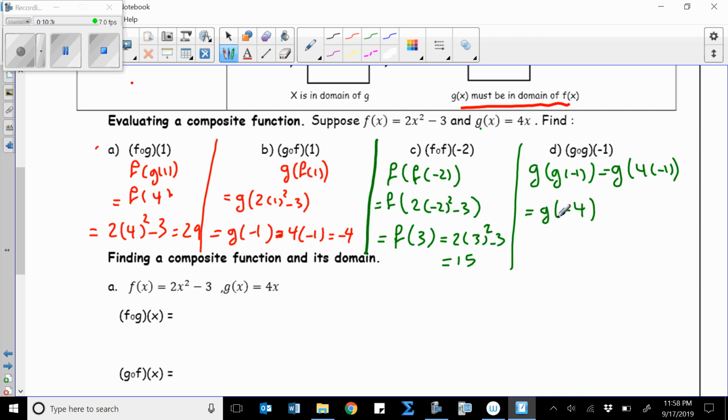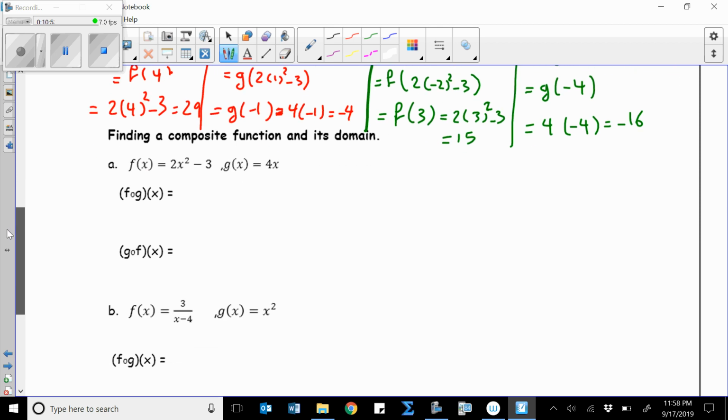This time, my new x is negative 4. So in our original g of x, we're going to replace x with negative 4. So this will be 4 times negative 4, which is negative 16. So this is our answer.